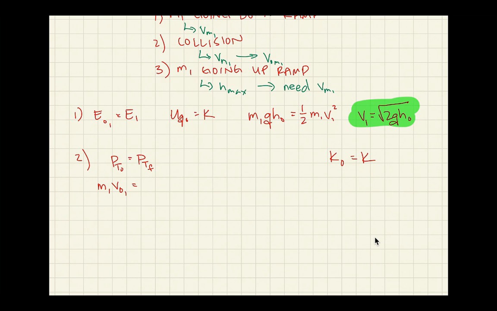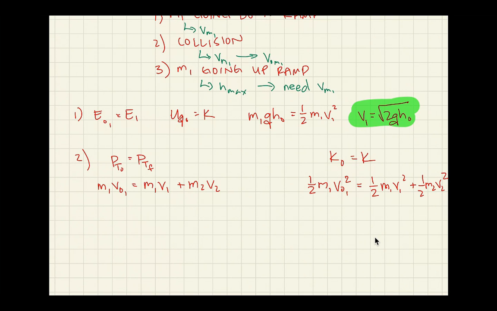And after the collision, both blocks are moving. So I have m1 v final 1 and m2 v final 2. For the kinetic energy before the collision, it's just block m1 moving, so its kinetic energy is 1/2 times m1 times the initial velocity of 1 squared. After the collision, both objects are moving, so I have 1/2 m1 v final 1 squared and 1/2 m2 v final 2 squared.